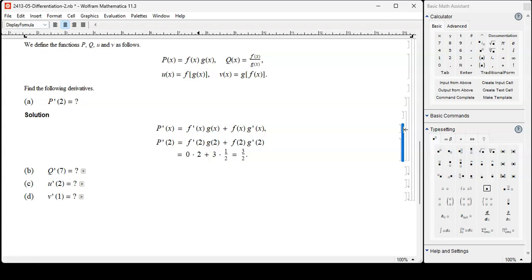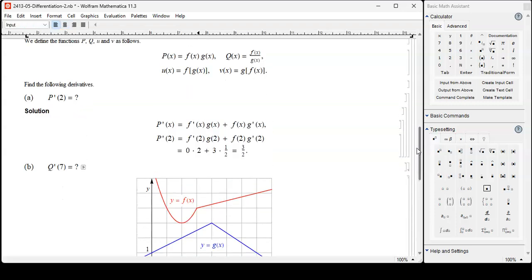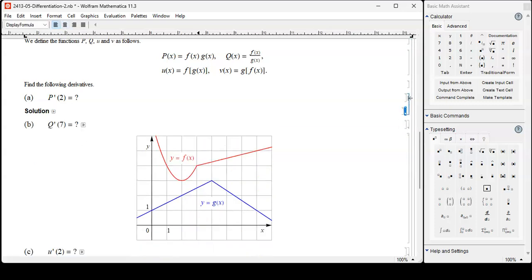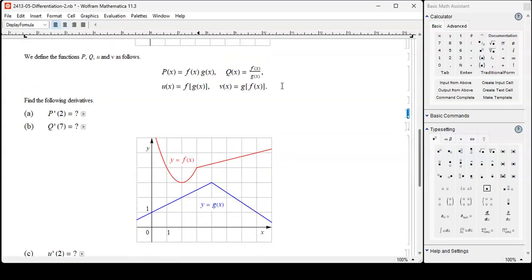Yep, the same computation. Now, can you do the same thing to the quotient? Quotient, f over g. Take the derivative, you're going to get the quotient rule, and then plug in x equals 7.